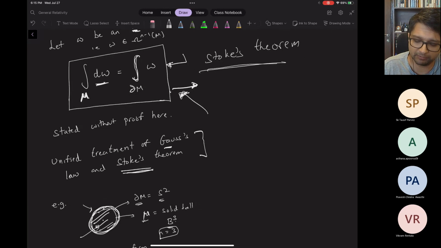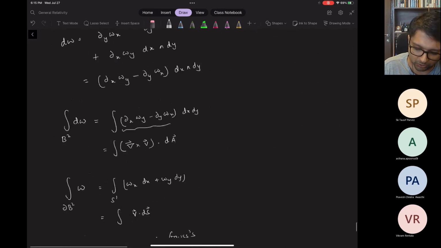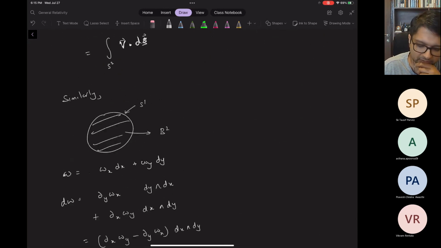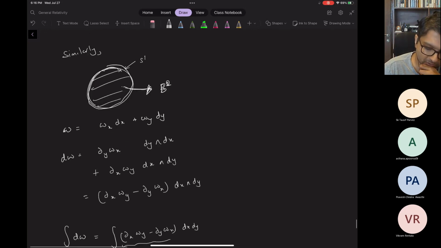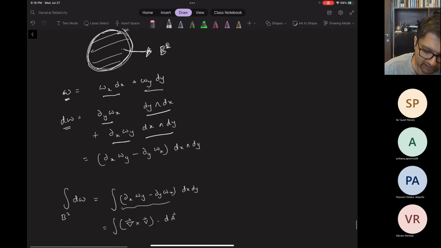This is true for any dimension manifold. So now you can even get Stokes theorem, what you conventionally think of as Stokes theorem. Imagine a 2-dimensional disk, which we'll call a 2 ball, B2, whose boundary is S1. On this 2-dimensional ball, I take a 1 form, omega equal to omega x dx plus omega y dy. I take d omega, which is partial y omega x times dy wedge dx plus partial x omega y dx wedge dy. I can now rewrite this using the fact that dx wedge dy is minus dy wedge dx.